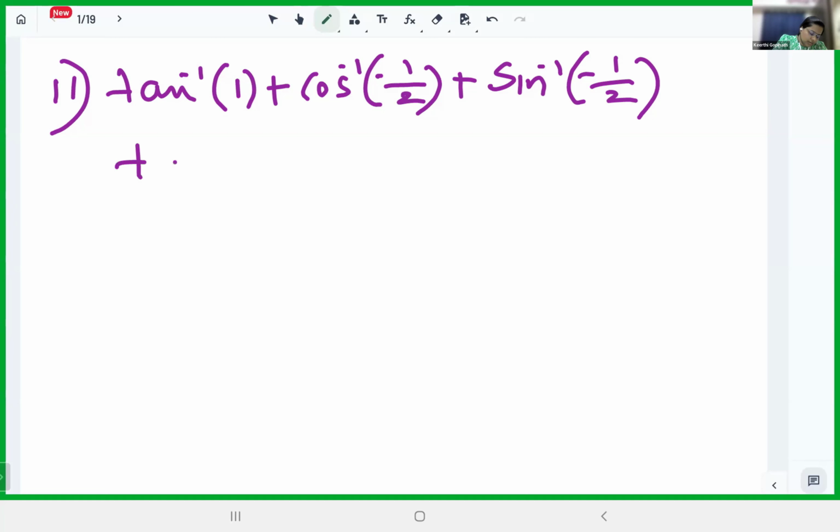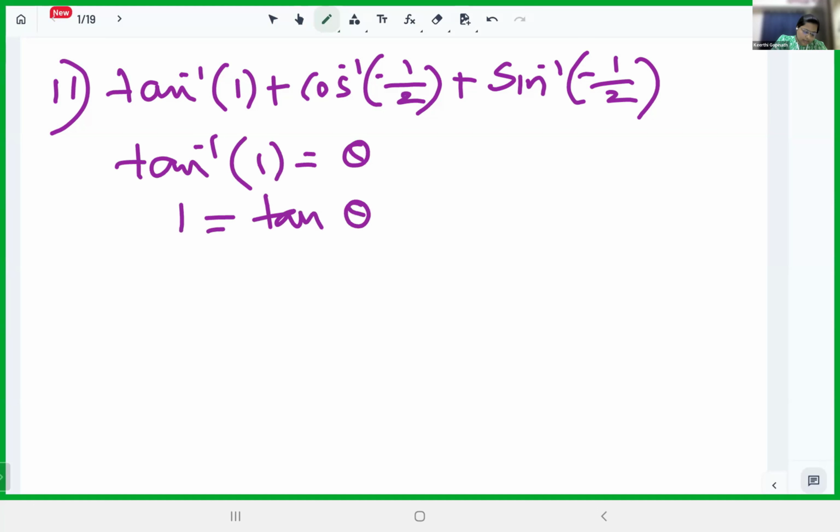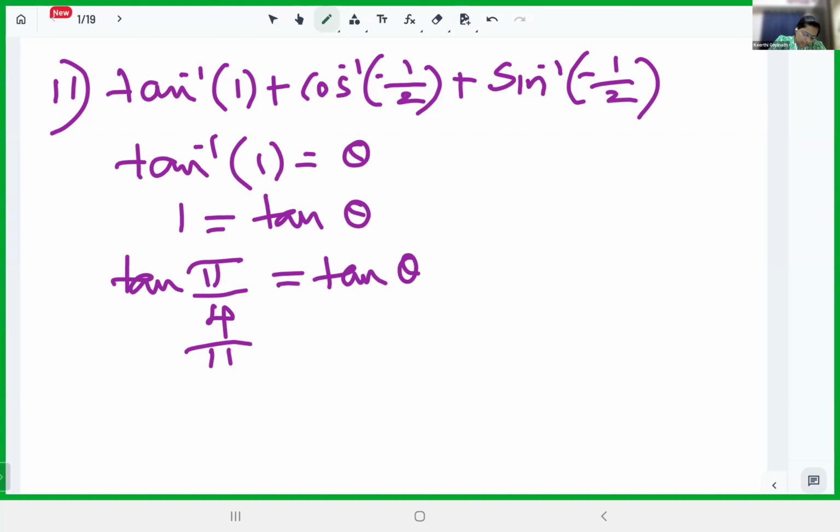So first of all, consider tan inverse of 1 to be theta. Let tan inverse of 1 be theta, then 1 is equal to tan theta, right? So 1 can be written as tan pi by 4, since tan pi by 4 is 1. Tan pi by 4 is equal to tan theta. From this, you get that pi by 4 is equal to theta.